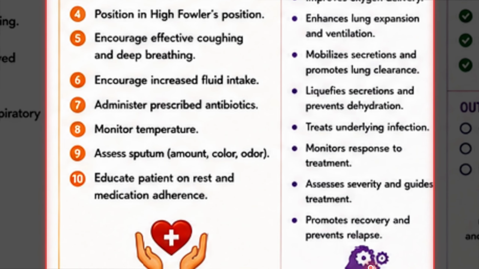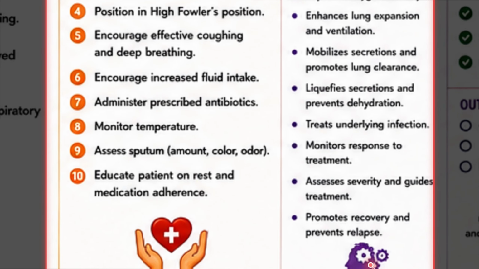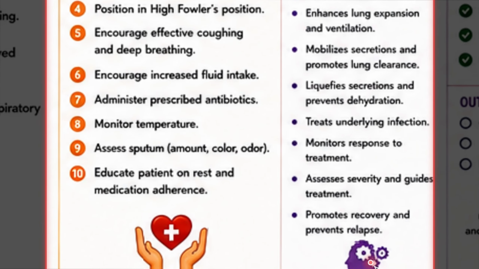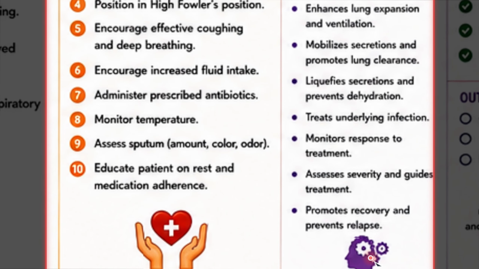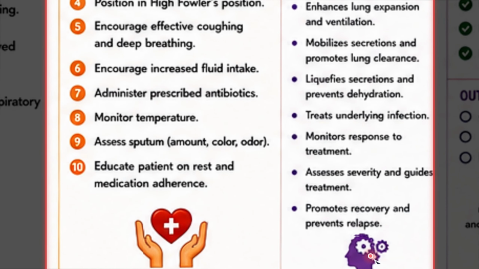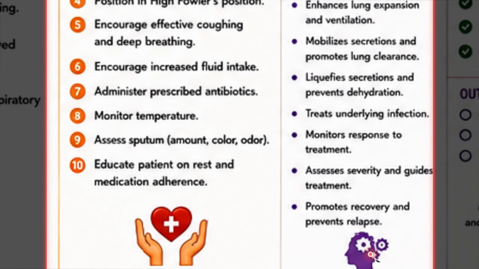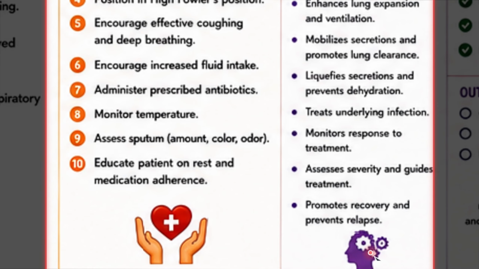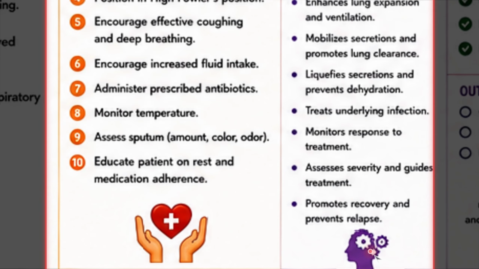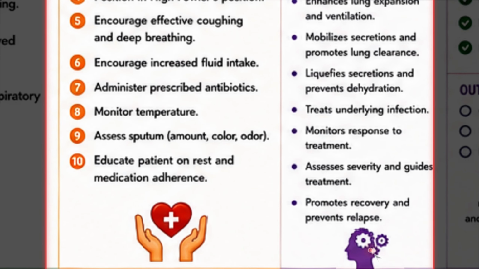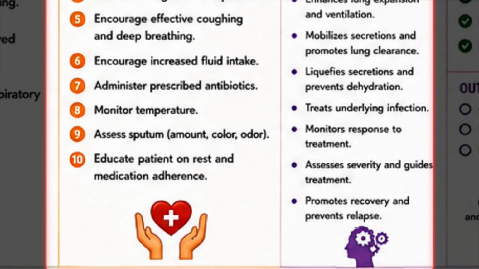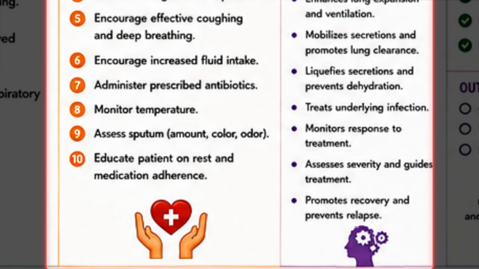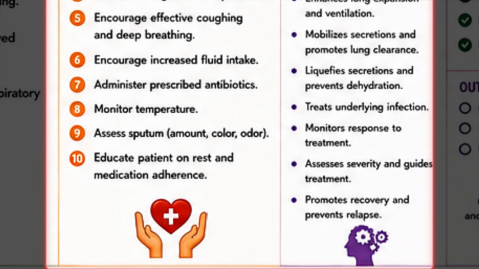Item 9. Assess sputum characteristics including volume, color, and odor. Rationale: indicates infectious severity and guides targeted antibiotic adjustment. And Item 10. Educate the patient regarding rest, hydration, and medication adherence. Rationale: reduces baseline metabolic oxygen demand, promotes cellular recovery, and prevents illness relapse. Linking action to physiological rationale ensures critical thinking at every step of care delivery.